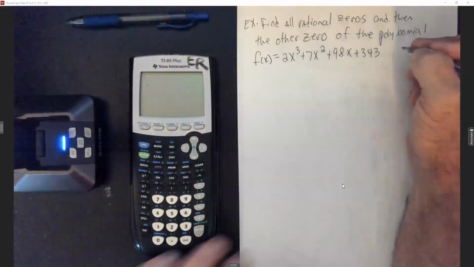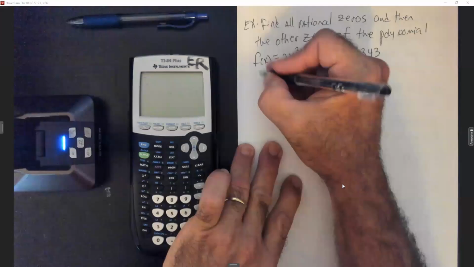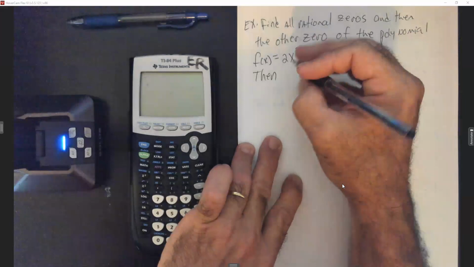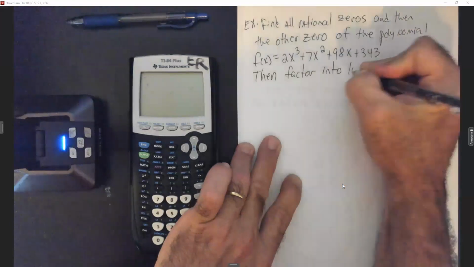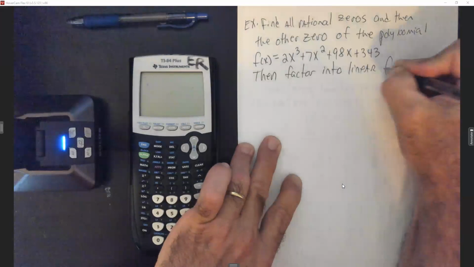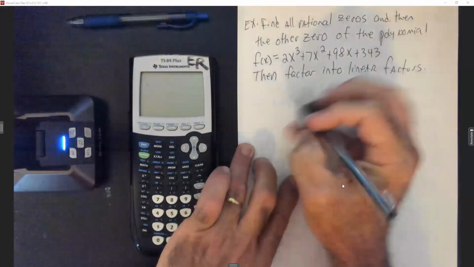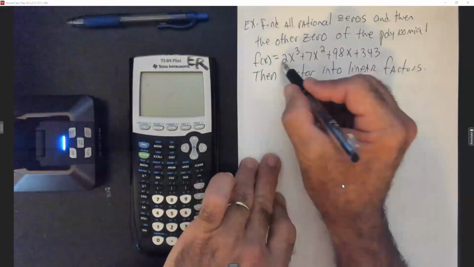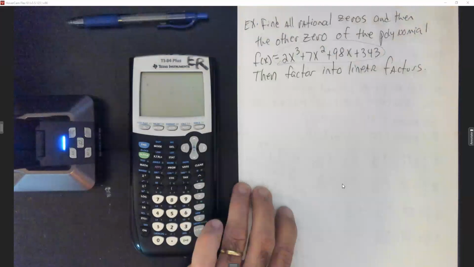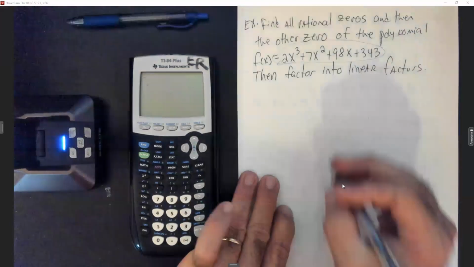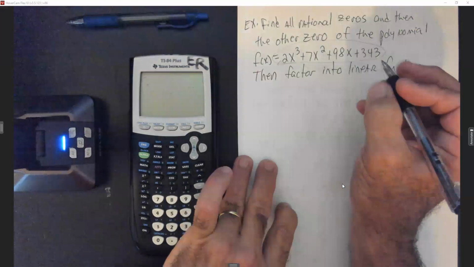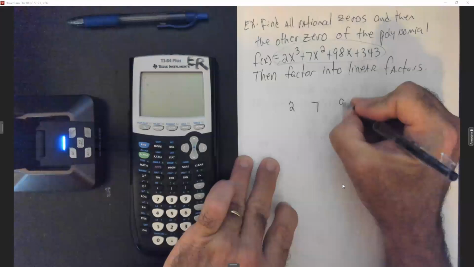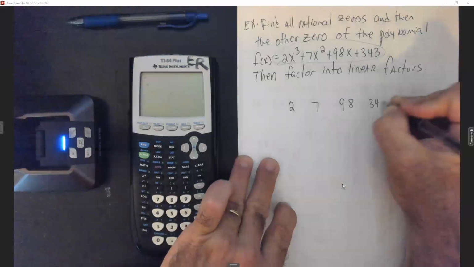Now, after I do that, then we're going to factor into linear factors. So basically, they just want me to put them back in parentheses as factors instead of zeros, okay? So here's my polynomial. So let's write down the coefficients because we know we're going to be doing some synthetic division. So I got a 2, a 7, a 98, and a 343.